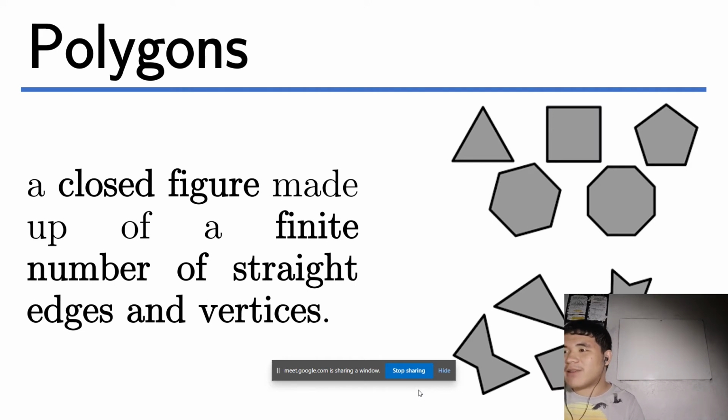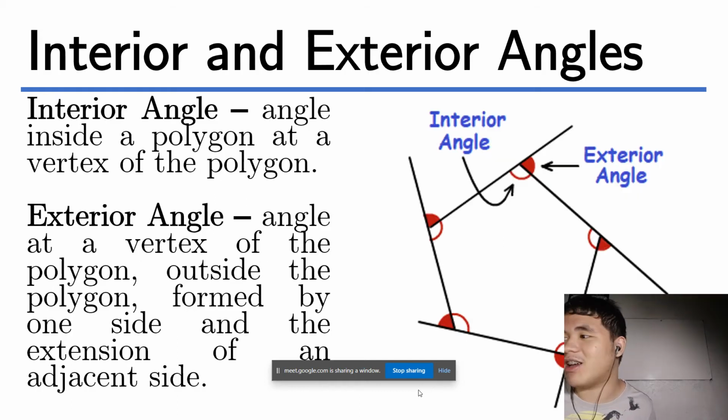Polygons is a closed figure made up of a finite number of straight edges and vertices. Kasi pag naging infinite yung number of straight edges and vertices natin, ang form natin ay circle. So, ito lang, just to distinguish, polygons, finite number of straight edges and vertices siya. Okay? Ngayon, we'll go over some terms, pero madali lang, so don't worry.